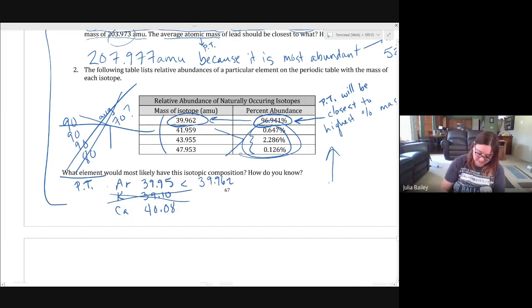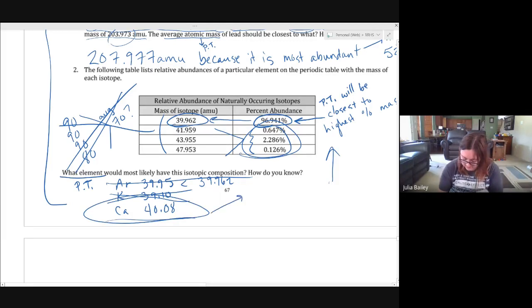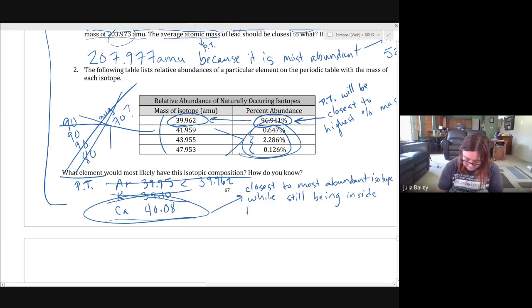So it can't actually be argon either. It's got to be calcium. And the way we know is that it is closest to the most abundant isotope while still being inside the range of the chart.